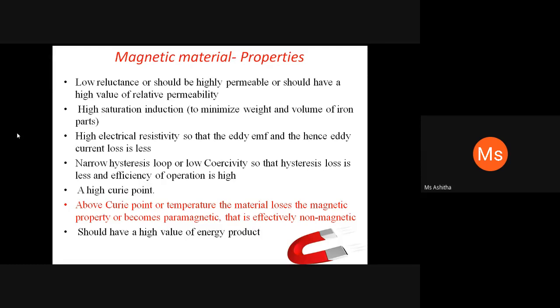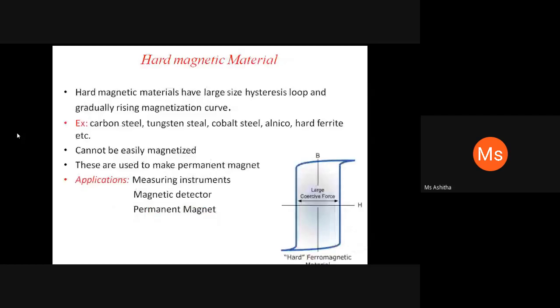High Curie point: the Curie point means the material loses its magnetic property, or becomes paramagnetic, above that temperature. That is called the Curie point. With a high Curie point, the material should not lose its magnetic property at lower temperatures, and it should have a high value of energy product. Based on that, in ferromagnetic materials there are two types: hard magnetic material and soft magnetic material. Let us now compare the difference between them.